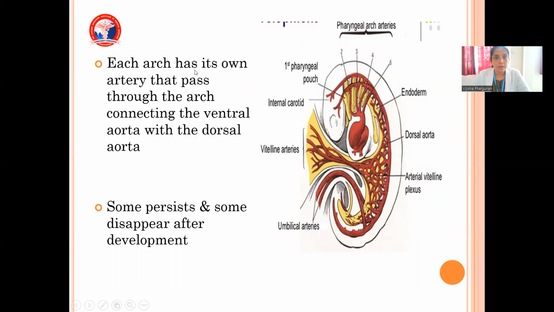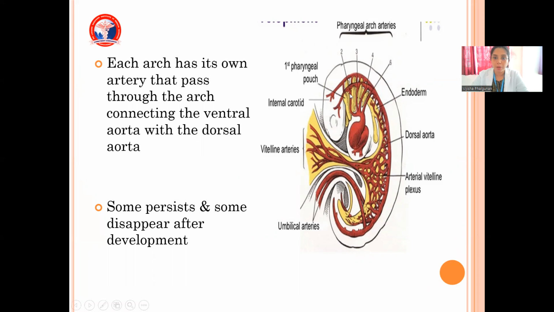Each arch has its own artery that passes through the arch, connecting the ventral aorta and the dorsal aorta. See here, this is the pharyngeal arch region which we are discussing. This is the cranial end of the embryo. You can see the aorta over here, the dorsal aorta. Everything is in the process of developing and forming.